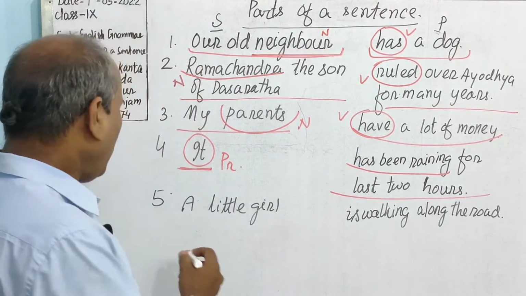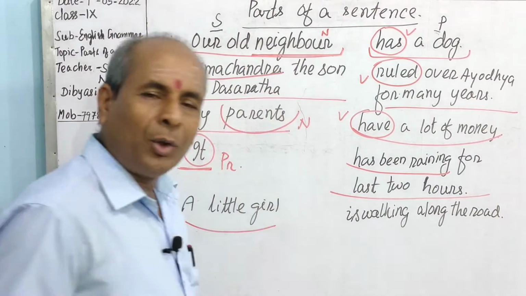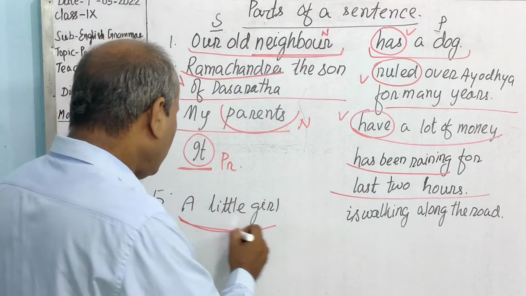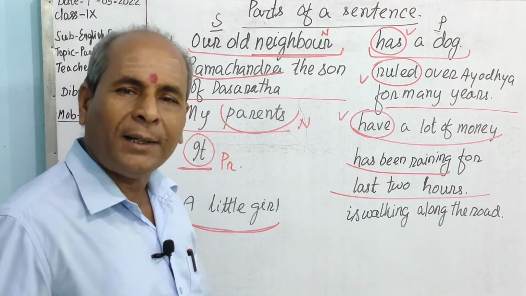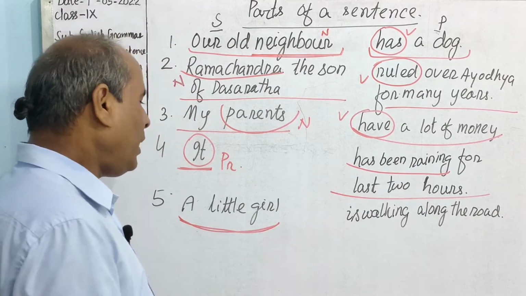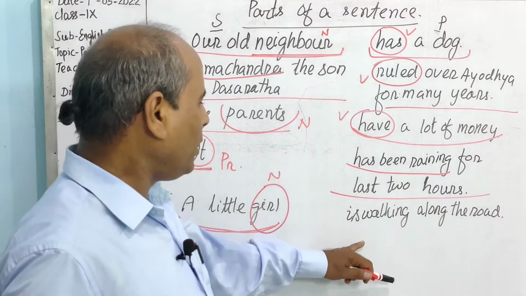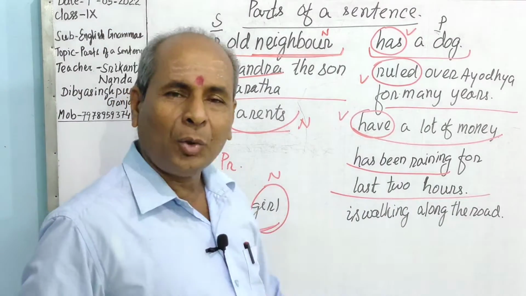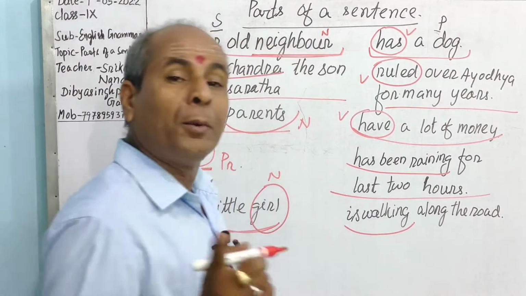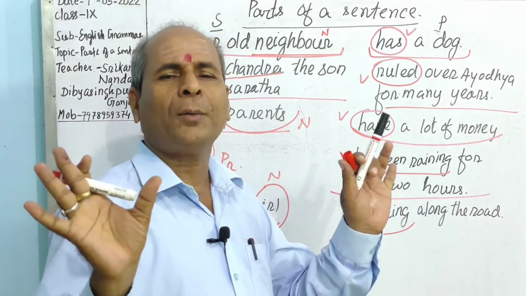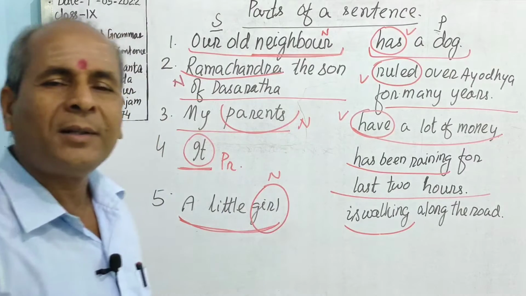We can say now in sentence 5, a little girl is walking along the road. A little girl is the subject and is walking along the road is the predicate. What is the head word of the subject? Girl. So this is the noun. Here in the predicate part, is walking along the road, what is the head word of the predicate? Verb. Is walking. Is and walking both are verbs. So we can say this is a verb group.